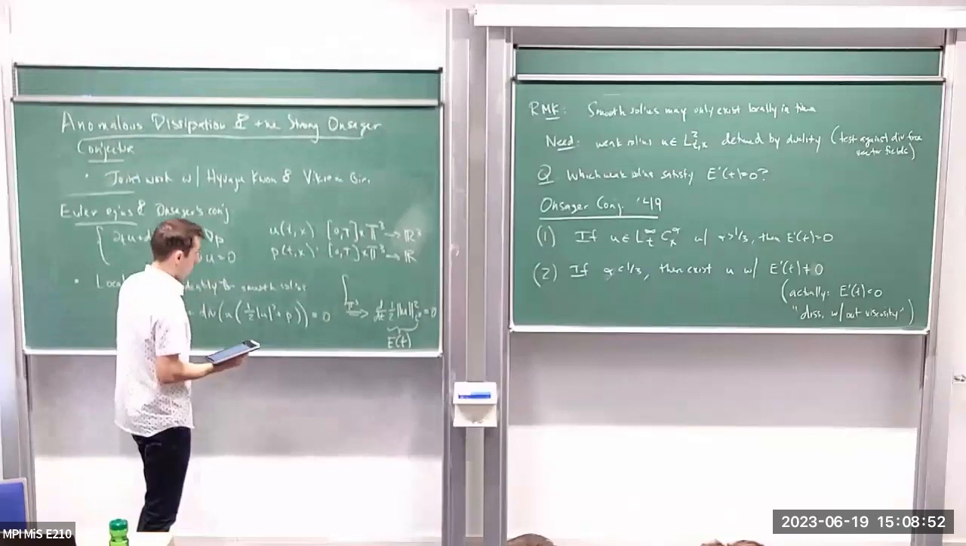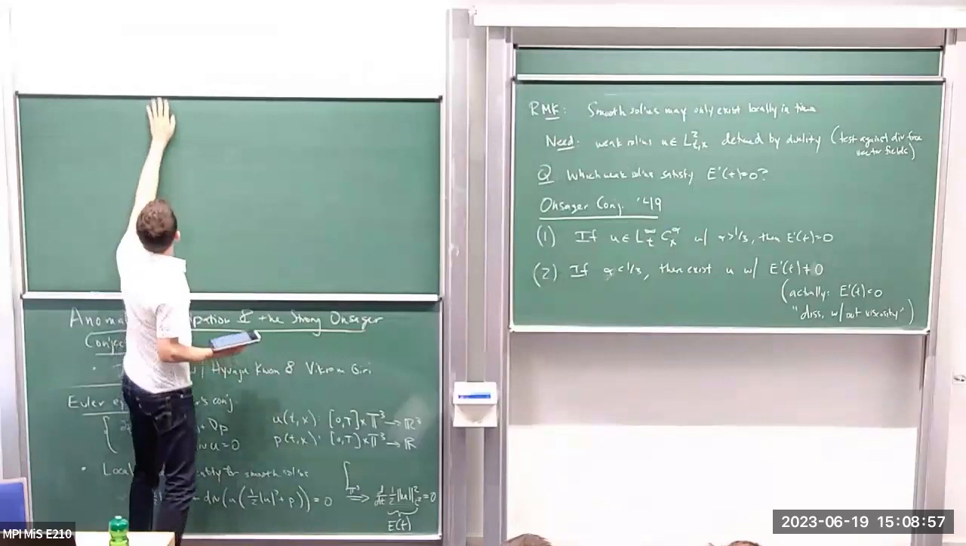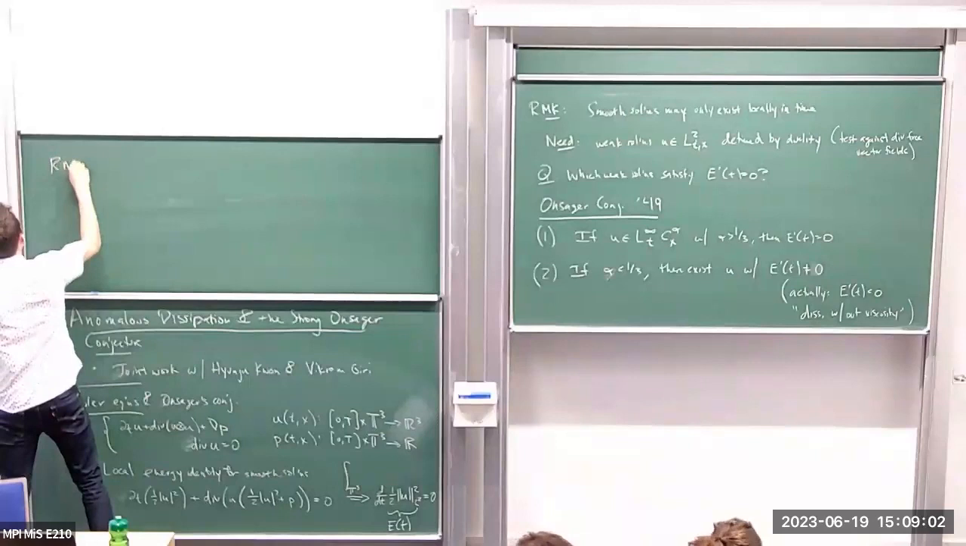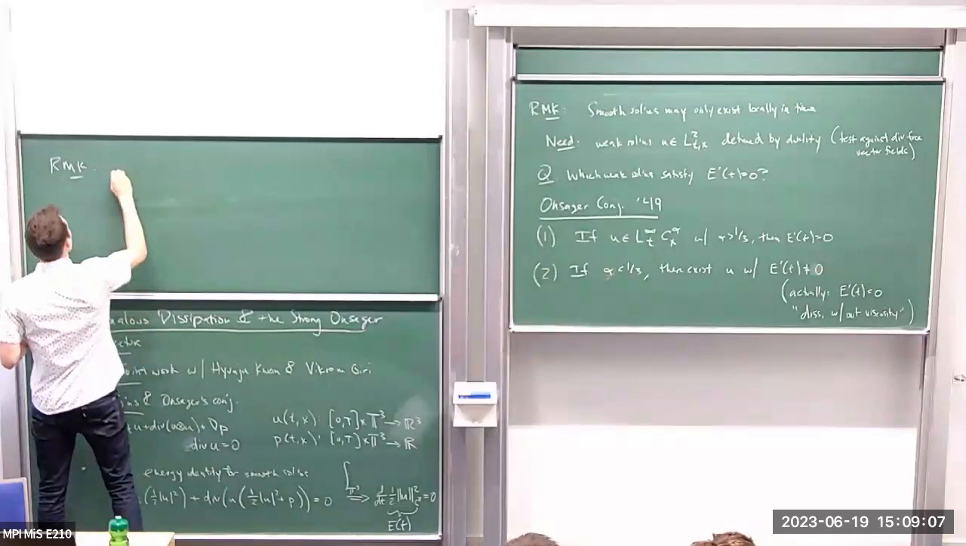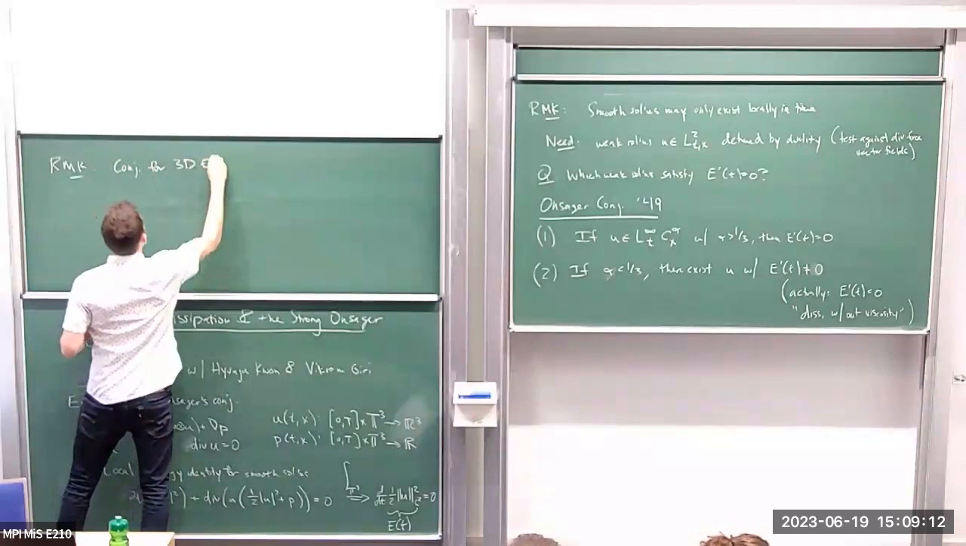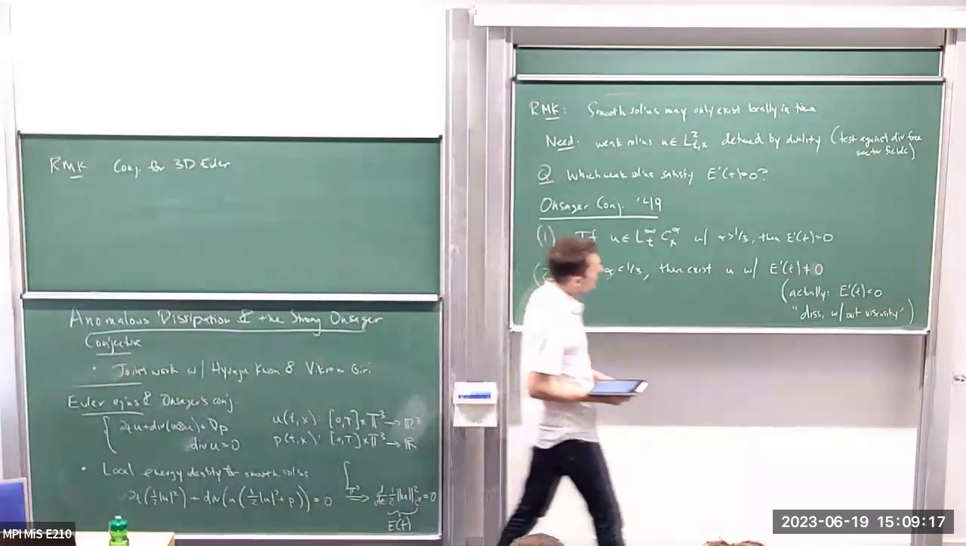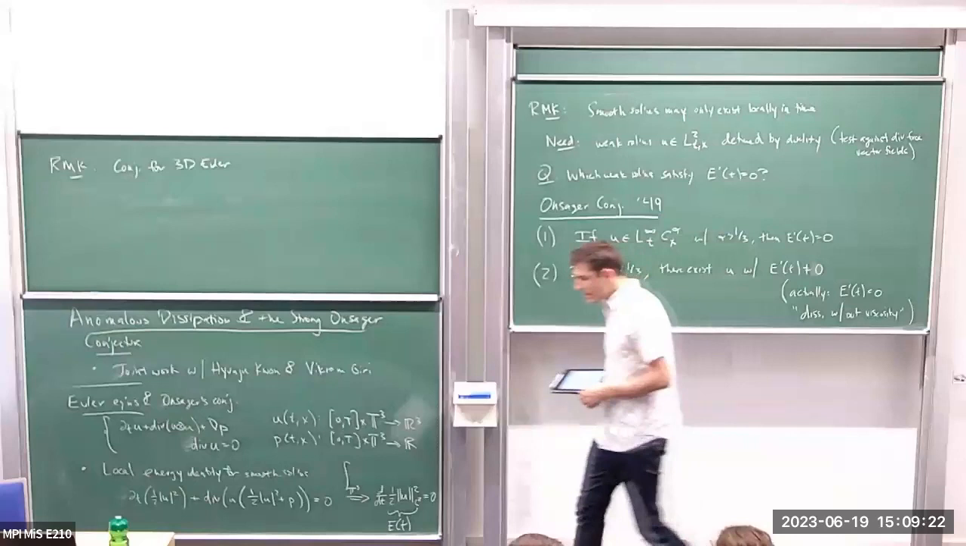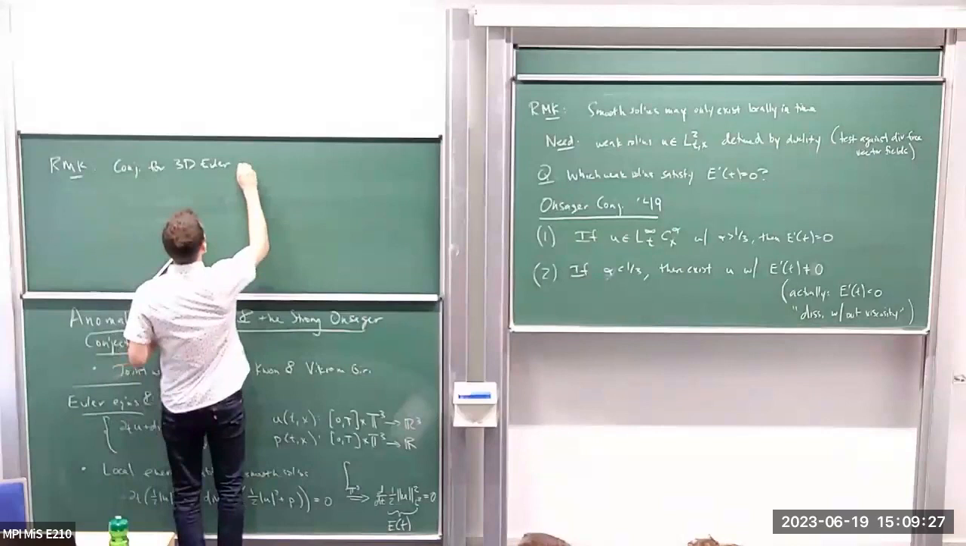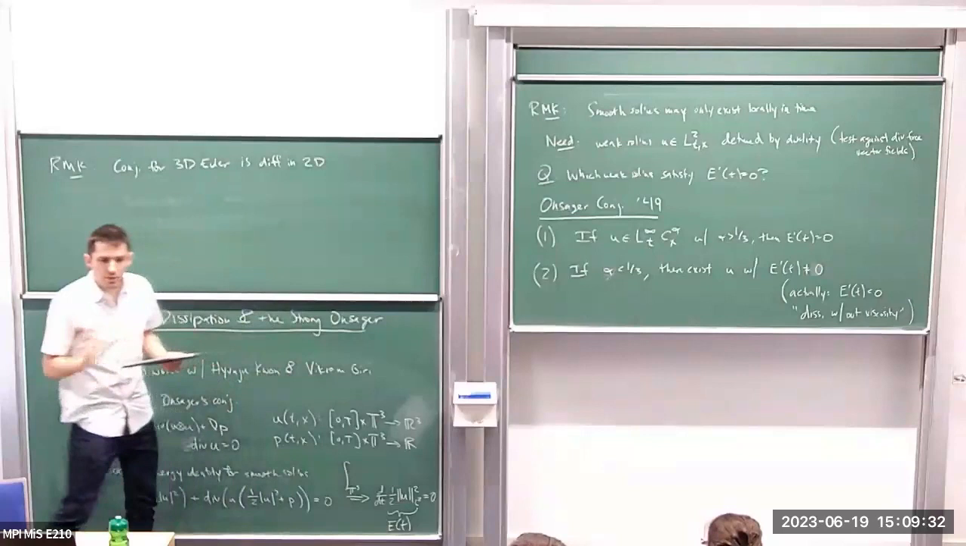And the other remark I want to make is that I'm focusing this week on the 3D Euler equations. So if I consider instead the 2D Euler equations, I think the expectation is actually that maybe E prime of t equals zero. At least it's different than the 3D Euler equations. So it's different in 2D, and we're just going to focus on 3D.